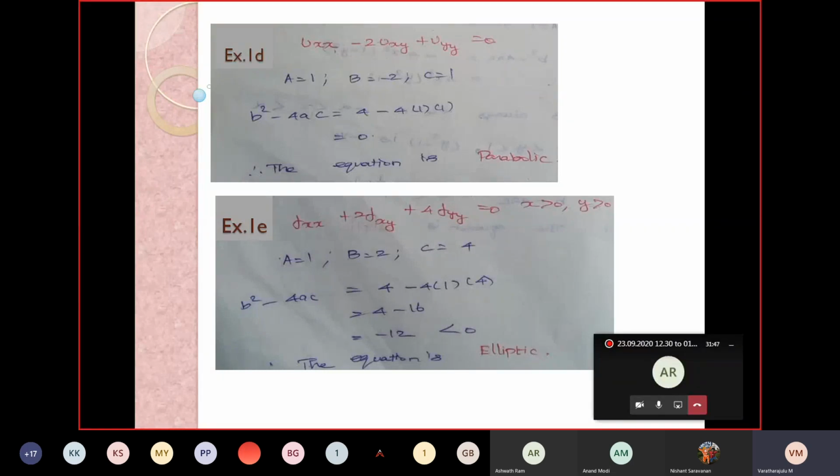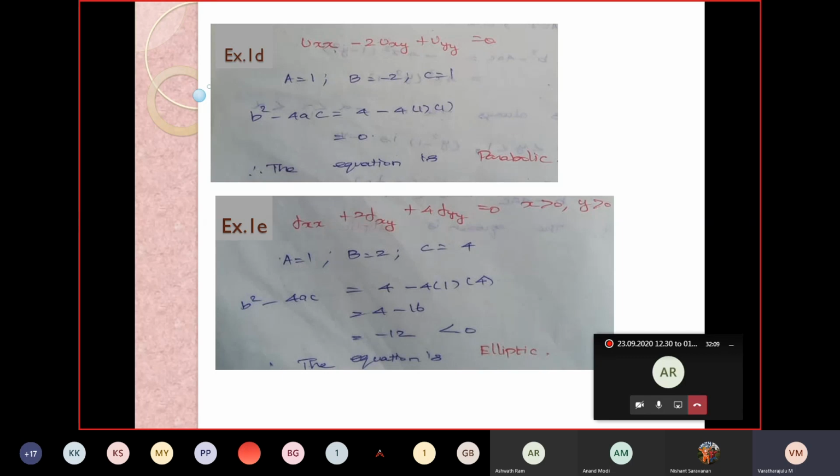f_xx plus 2 f_xy plus 4 f_yy is equal to 0. x and y are always greater than 0, and a is equal to 1, b is equal to 2, and c is equal to 4, and b square minus 4ac, we'll get a negative value, that's minus 12, which is less than 0. Therefore the given equation belongs to elliptic.